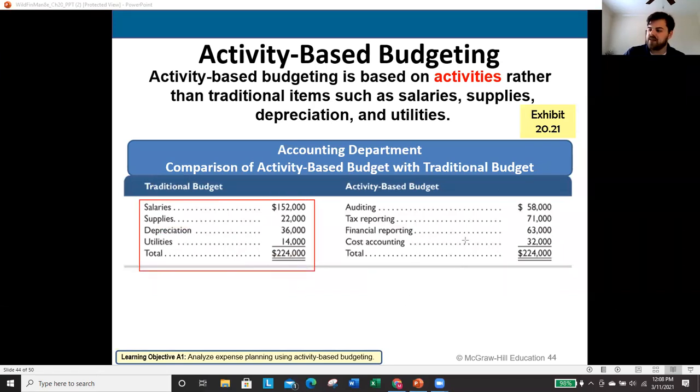If I'm looking at activity-based budgeting, though, I'm looking at what is actually the purpose of the item. So instead of saying salaries, I want to know, for example, how much am I paying for auditing? How much am I paying for tax reporting, for financial reporting, for cost accounting, right? And I can then come out to a total. It's just a different way to do this. It certainly has its advantages and its own disadvantages, but just be aware, you can deal with the traditional budget or you can use what is called the activity-based budget.